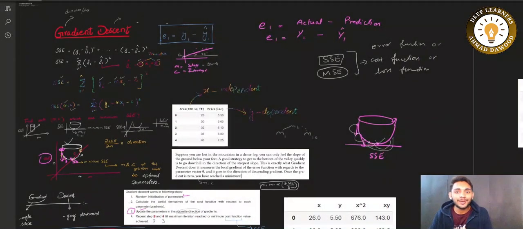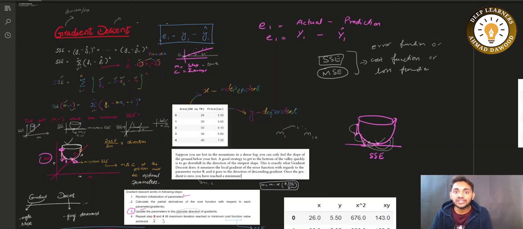Hi, I'm Ahmed Dawood, and in this session, we are going to discuss how we can train logistic regression. In the last session, we have seen what logistic regression is and how it is different from linear regression, and how the equation of logistic regression is obtained from the equation of linear regression.